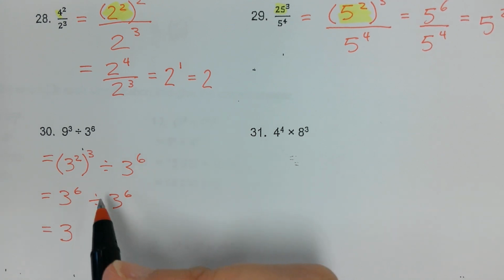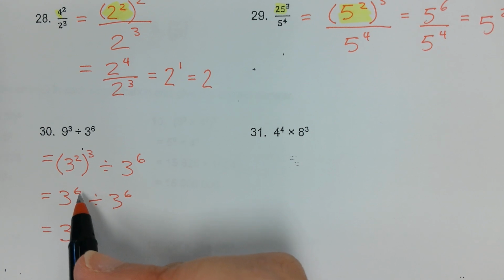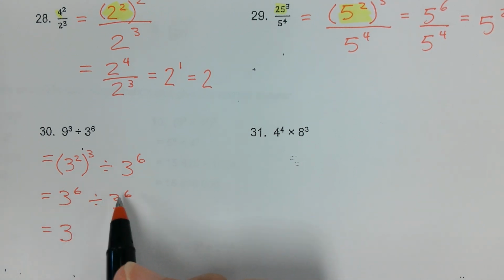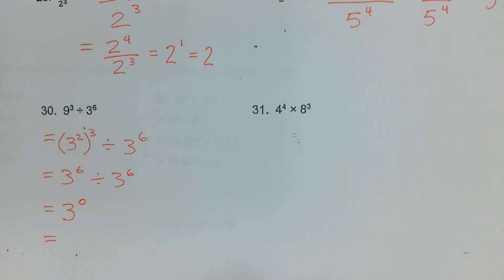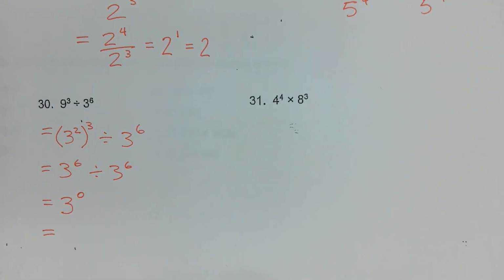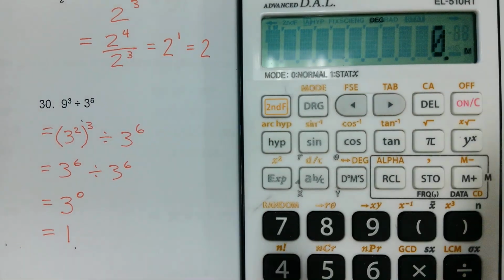Yeah, this is a tricky one. Just follow the exponent rule. When you divide, what do you do to the exponents? So 6 minus 6 is? 0. And what's anything to the power of 0? 1. Nice and loud. 1, yes. If you don't believe me, check your calculator.